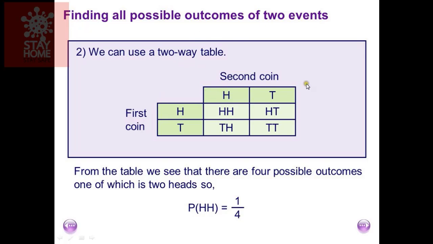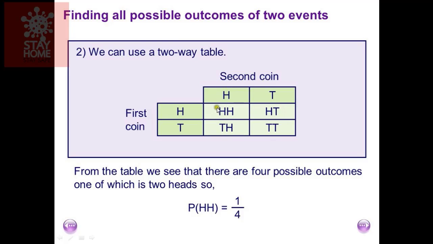First coin, second coin. On the first coin head, on the second coin head. On the first coin head, on the second coin tail. On the first coin tail and the second coin head. These are the four possibilities. From the table we see that there are four possible outcomes. There cannot be any fifth outcome, one of which is two heads. Two heads is the only one; there is no other value for two heads. Don't consider HHTT; this is for the first coin and second coin.